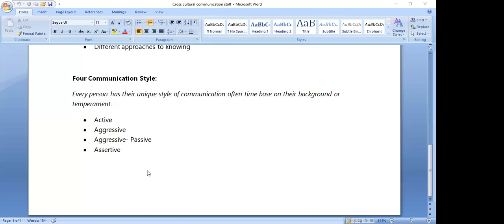But the assertive is the most appropriate way of communicating. To be assertive means to be certain of what you are saying, to be sure of what you are saying, and to be consistent in what you are saying, without necessarily being loud. Now, when you become loud, people will see you as someone who is aggressive.